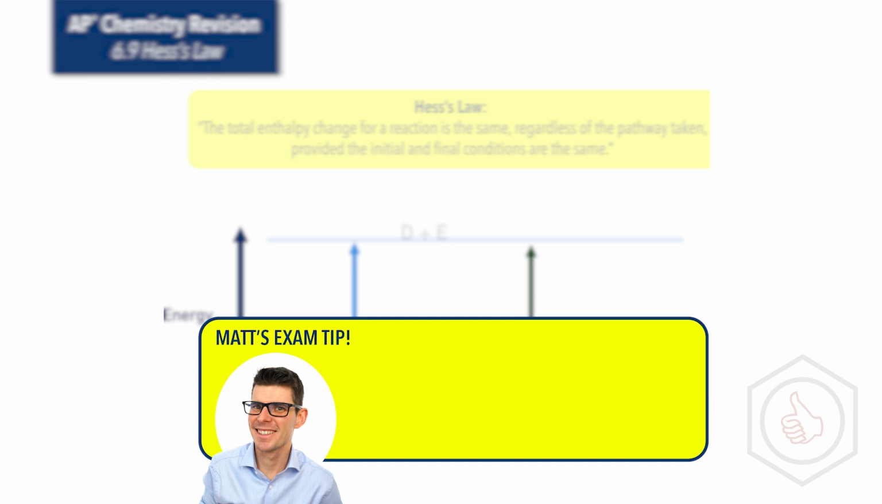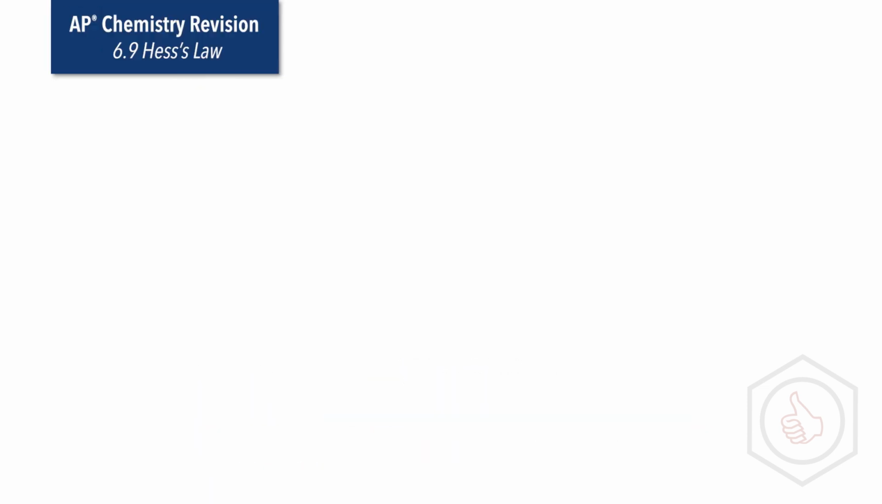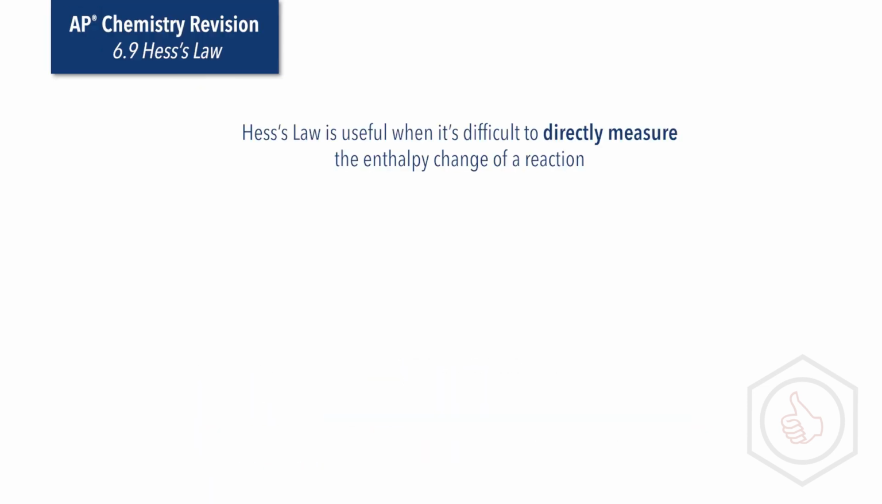Exam tip here: Hess's law only applies when the starting and ending conditions, like temperature and pressure, are the same in each pathway. Always double check this before applying the law, and don't get caught out. Hess's law is useful when it's difficult to directly measure the enthalpy change of a reaction. Instead, we can use enthalpy cycles and other measured values to calculate it indirectly.